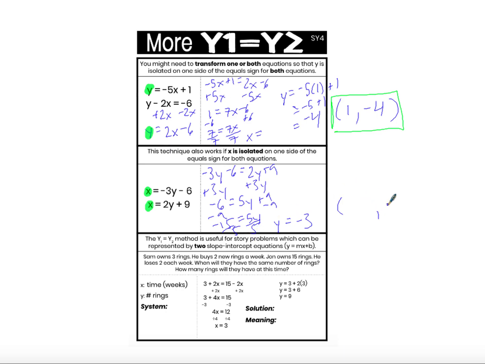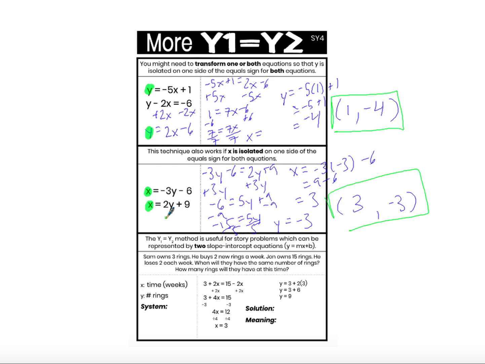Here's where I need to really start being careful about how I write my ordered pair. It's really common for students, the first variable that they solve for, they write that first in the ordered pair. Nope, I have y now, so I need to write that as the second part of my ordered pair. Now I need to find x. x is found by multiplying y by negative 3, so negative 3 times negative 3 minus 6, 9 minus 6, which is 3. So 3 is my x, negative 3 is my y.